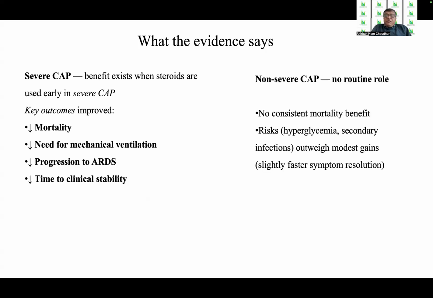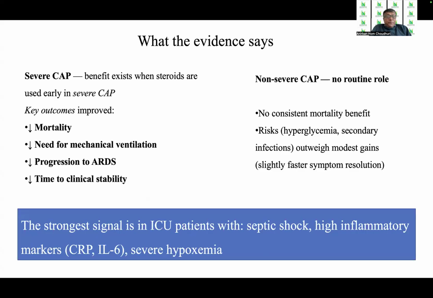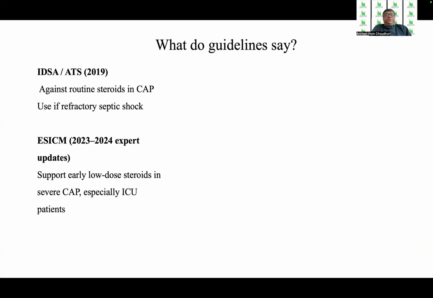But if it is non-severe community-acquired pneumonia, there is no routine role of steroids because there is no consistent mortality benefit and there are risks, the risks of hyperglycemia and secondary infections, and they may outweigh the more modest gains and slightly faster symptom resolution. Because of these risks, they should not be used routinely. The strongest signal for their use is in ICU patients with septic shock, with high inflammatory markers like CRP and IL-6, and severe or refractory hypoxemia.